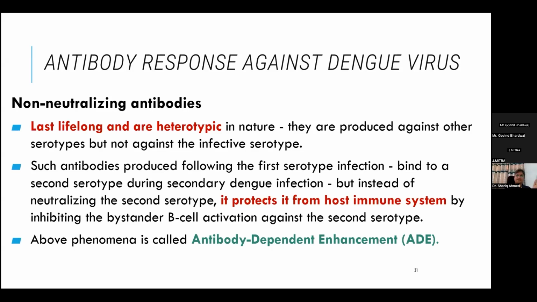So when we get infection the second time, supposedly by DEN3, DEN4, DEN2, these antibodies, instead of protecting, will save the virus from the bystander B cells, and there will be a cytokine release, and there will be a severe dengue disease due to these antibodies that will protect the virus instead of killing the virus.